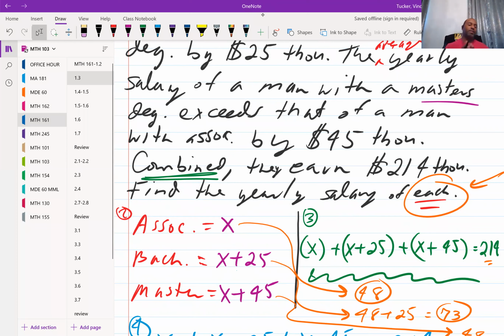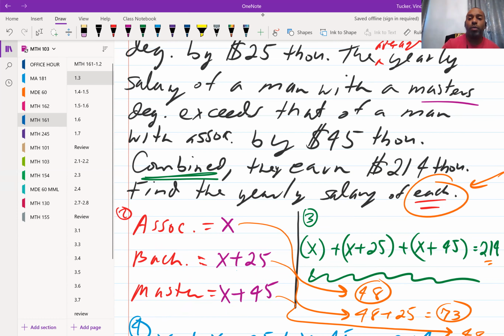I'll just leave it right now. So in the red, step 2, it's right here. We have 3 unknowns. We have a man with an associate's degree, a man with a bachelor's degree, and a man with a master's degree. So we want to write an algebraic expression for each unknown that we have.